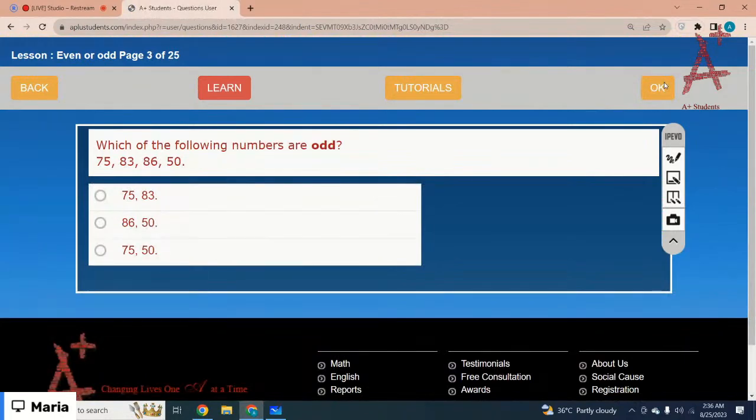Which of the following numbers are odd? So which is the correct option? Which numbers are odd here? Odd numbers are the ones that are divisible by 2, right? So which numbers are divisible by 2? 86 because you have 6 at the ones position, and 50 because you have 0. So 86 and 50, option number 2 is the correct option.